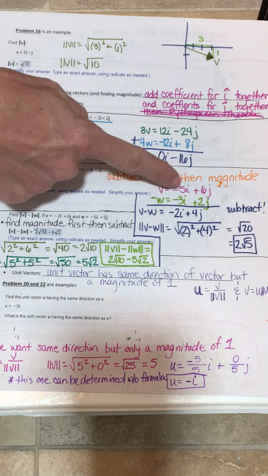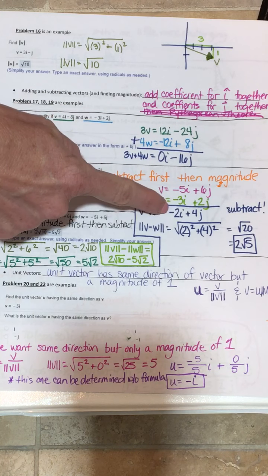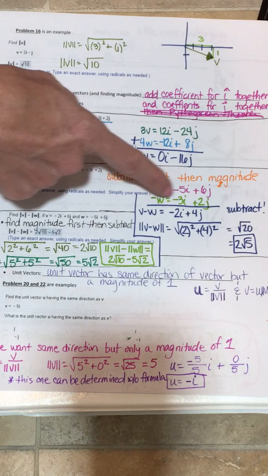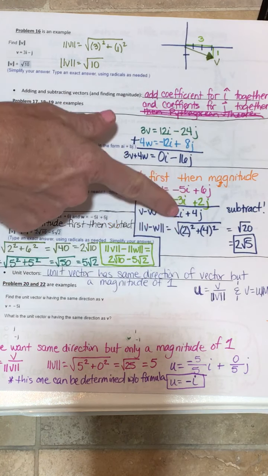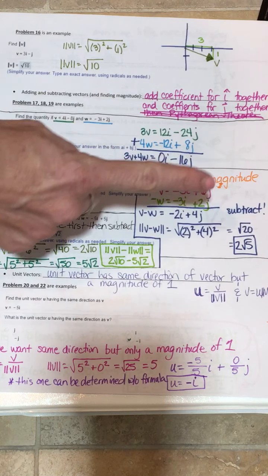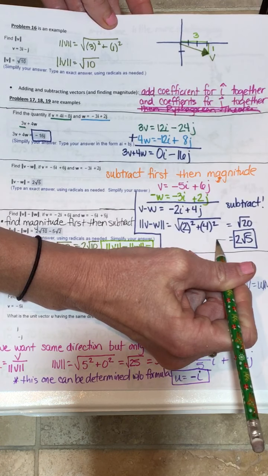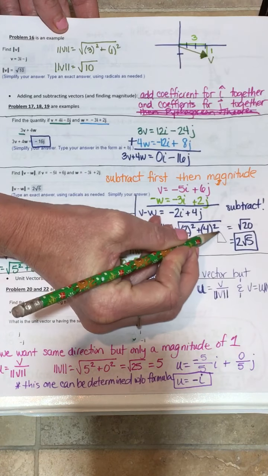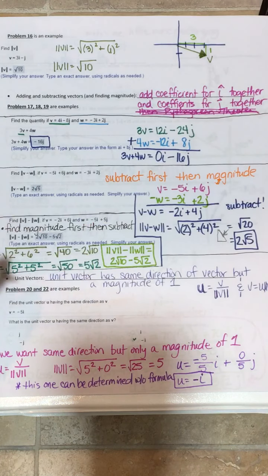So we have negative 5I minus a negative 3, so we get negative 2I. And then we have 6J minus 2J, so we end up with a 4J. So now we're finding the magnitude of V minus W. V minus W goes minus 2 in the X direction and up 4 in the Y direction. So we're really finding the length of this right here, our hypotenuse, right?